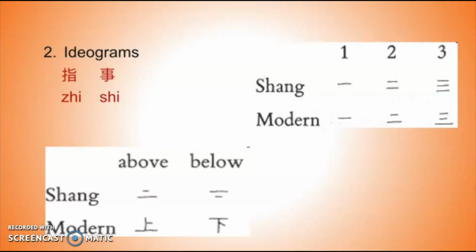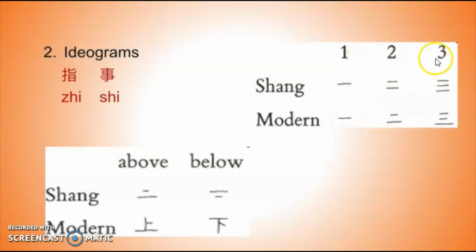Number 2, ideograms, or Zhi Shi. These are characters that are different from pictographs, but are more abstract. For example, in simplified and traditional, number 1, or Yi, has 1 stroke. 2, or in Mandarin Er, has 2 strokes. And 3, San, has 3 strokes. But don't get me wrong, because numbers 4, 5, 6 don't have 4 strokes, 5 strokes, and so on. It just follows numbers 1, 2, and 3.